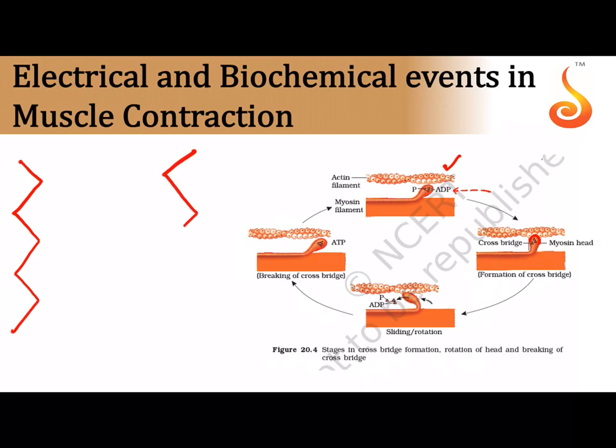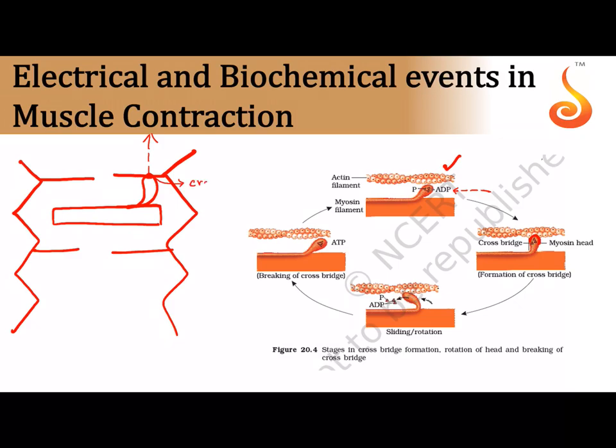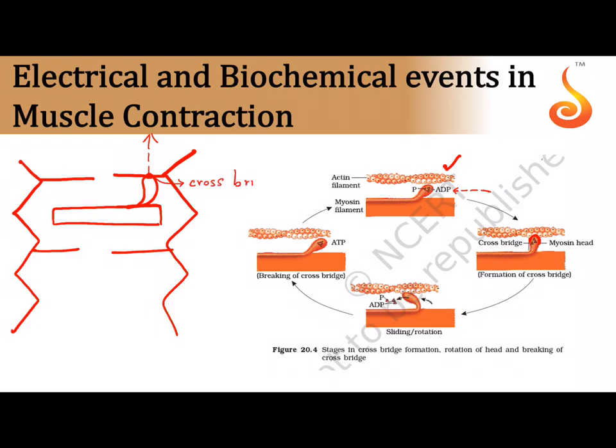let me draw it a little bigger for you here. So these are the actin filaments, and this is the myosin filament. Now this is the myosin head. It has attached to the actin filament, and notice how the head is facing upwards now. This bond that is formed between the actin and the myosin is referred to as the cross bridge.